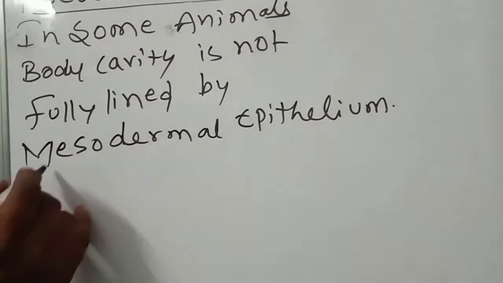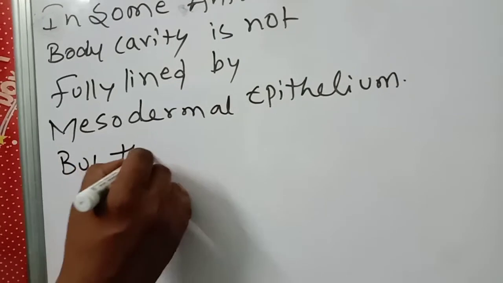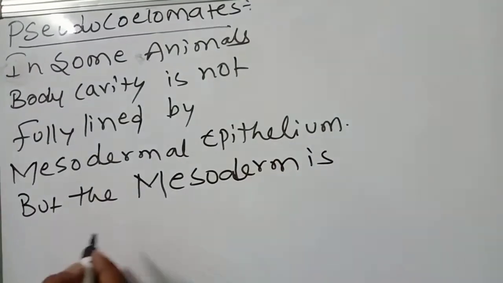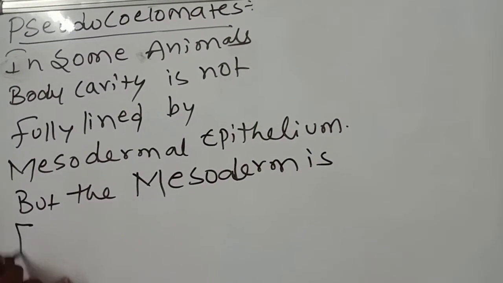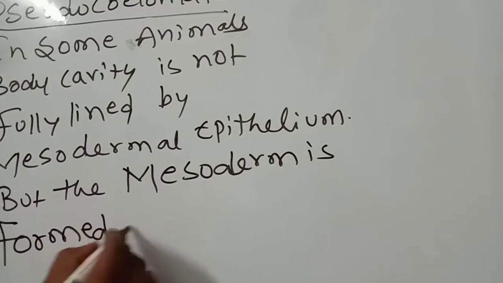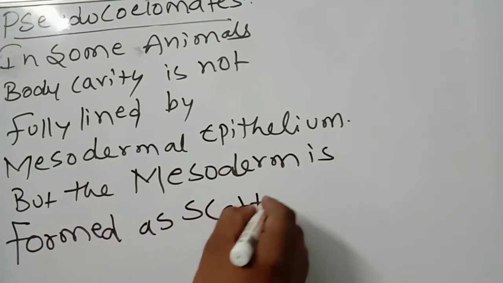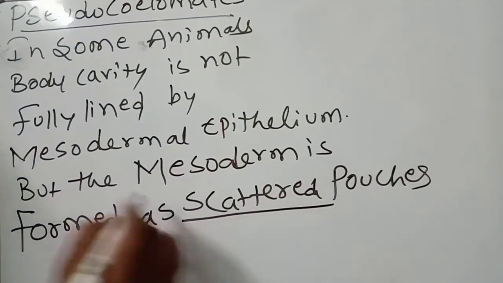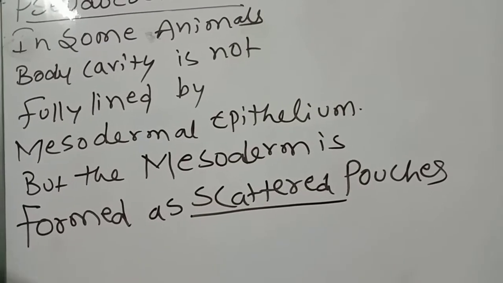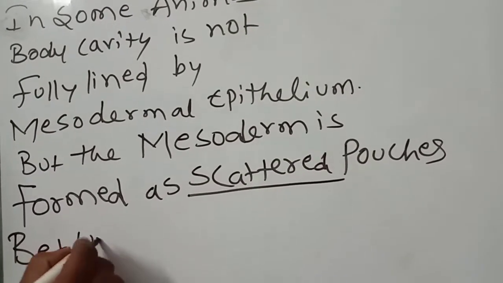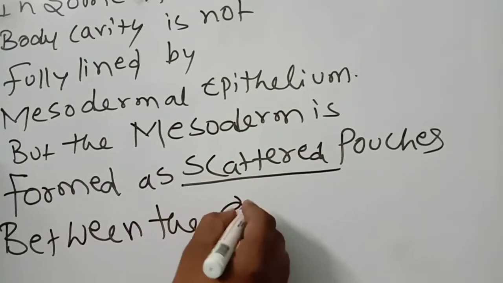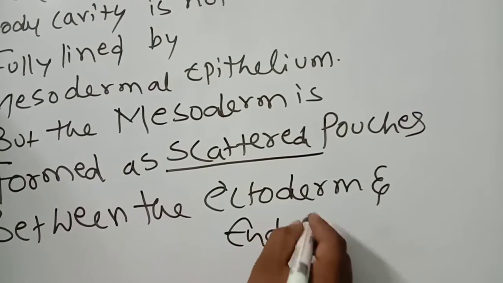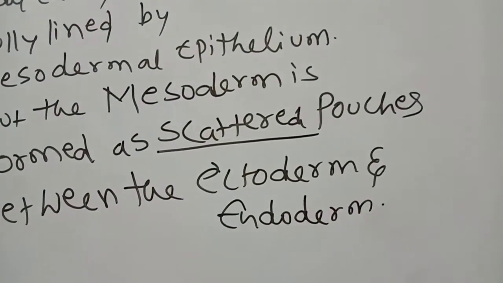But the mesoderm is formed as scattered pouches. Very important. Scattered pouches, this one you have to remember, between the ectoderm and endoderm.